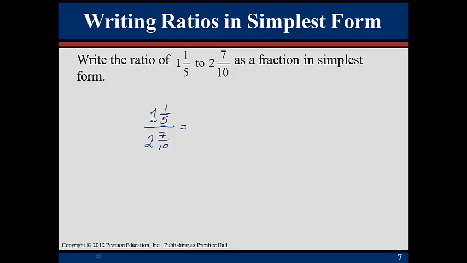So remember, to do that, it's going to be 1 times 5 plus the 1 in your numerator, which makes it 6. Keep the 5. So we have 6 over 5 divided by 2 times 10 plus the 7 in your numerator, which makes it 27 over 10. Now, again, we still cannot have our improper fractions like this. This is what we call a complex fraction.